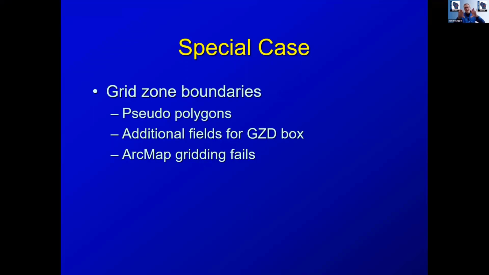So what we really need to do is represent both grid systems, the grid system from both zones on the map. And then we have to have some additional fields for the grid zone designation box. And bottom line, ArcMap gridding fails. So those of you that aren't into ArcGIS Pro yet, you really have to deal with this problem. You're going to want to go to ArcGIS Pro, and really everybody should go to ArcGIS Pro. It's only a matter of time. There's no reason. This is a good reason to do it now. It actually handles this problem very well.